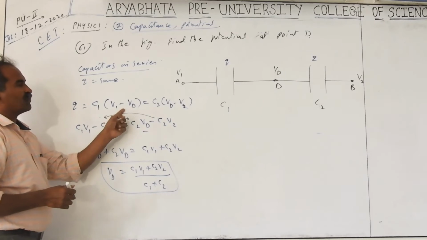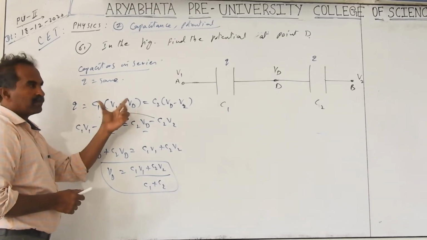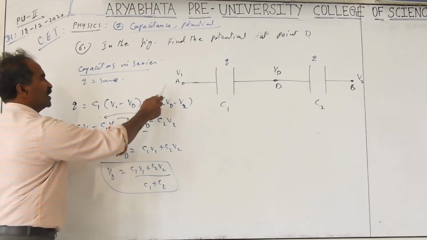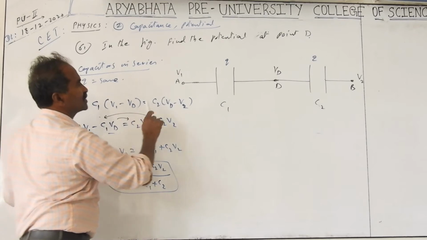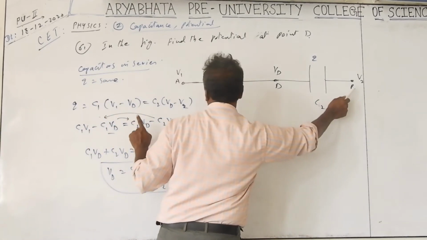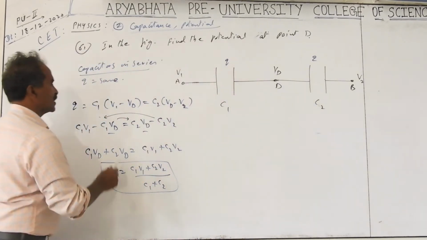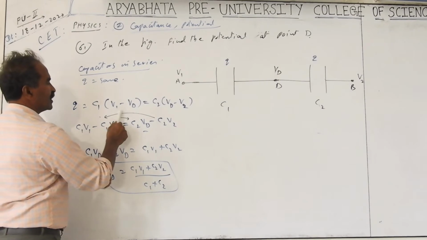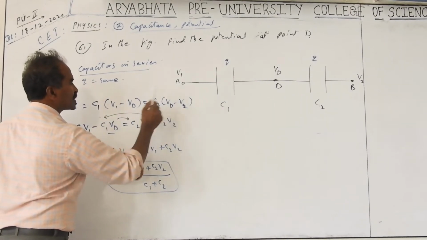So Q equals CV, where V is the potential difference between the two plates of the capacitor. That is V1 minus VD. The charge is the same for the series combination. So Q is also equal to C2 into VD minus V2, where V2 is given. So Q equals C1 into the potential difference across C1, and Q is also equal to C2 into the potential difference across C2.